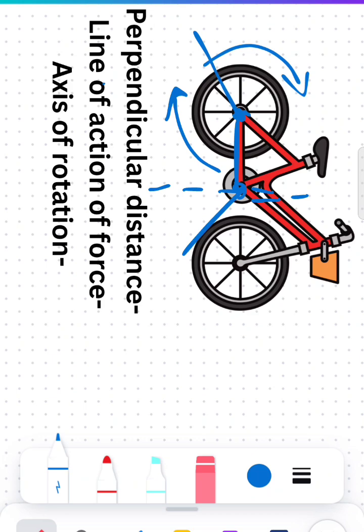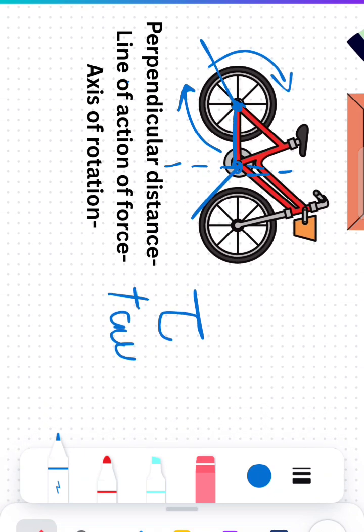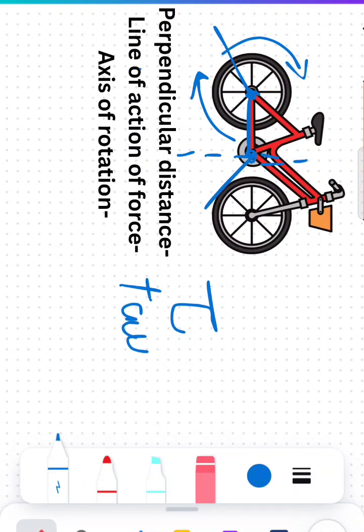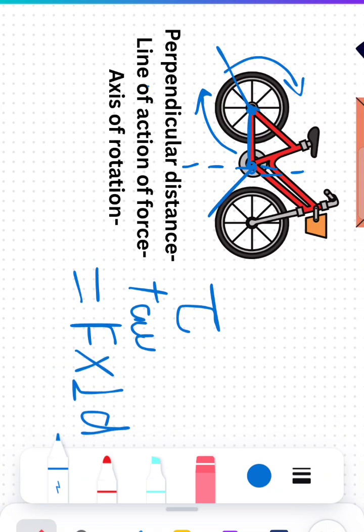The SI unit of moment of force is tau. This is the symbol of tau. And the formula to calculate torque is force into perpendicular distance.